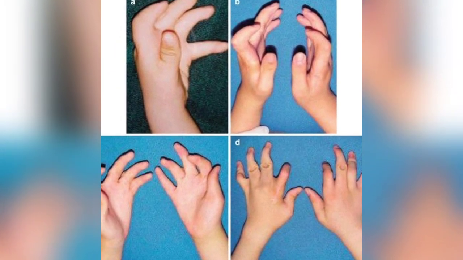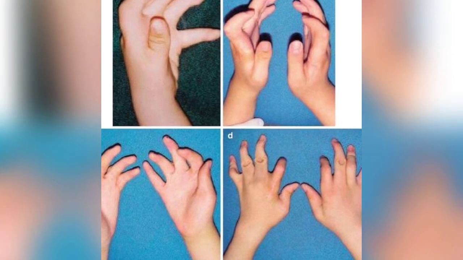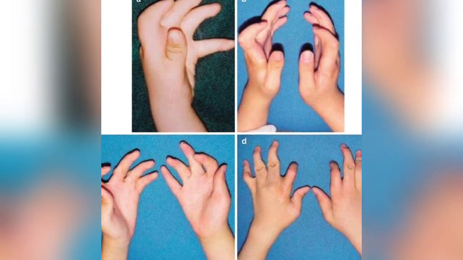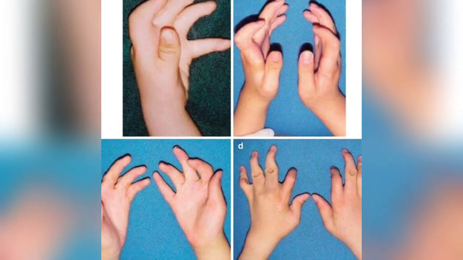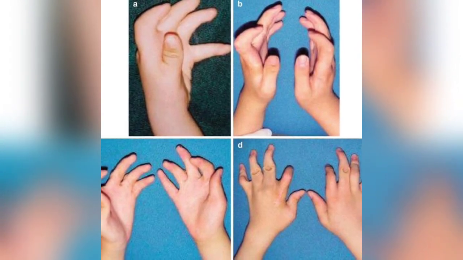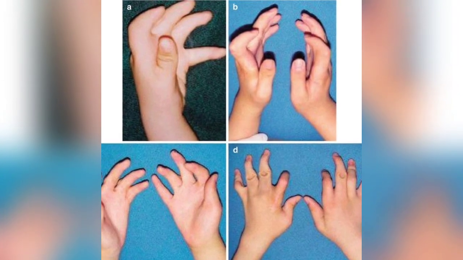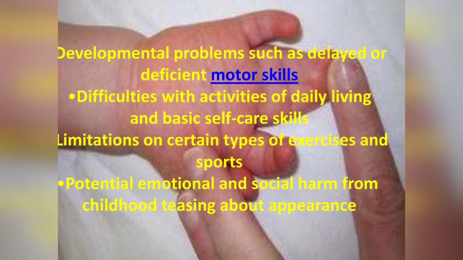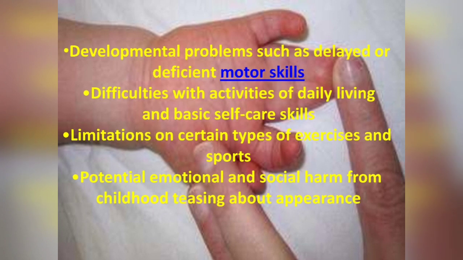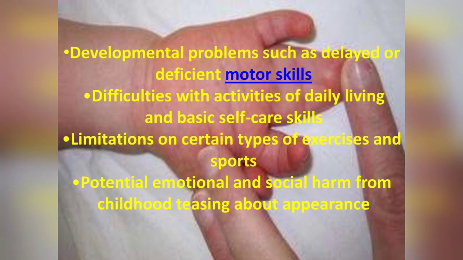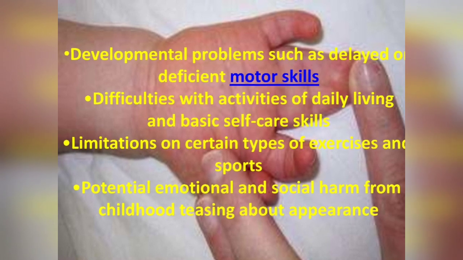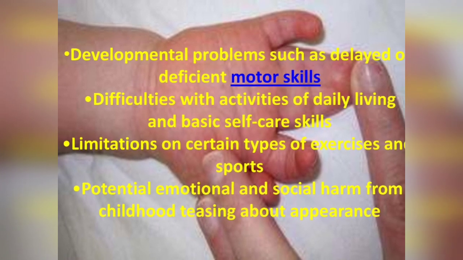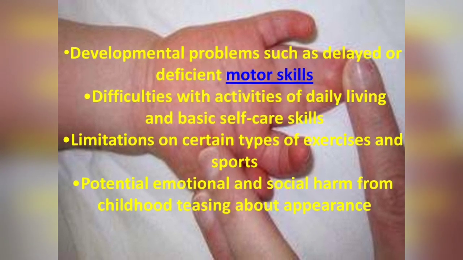Approximately 5% of babies are born with the congenital difference of the hand. There are many kinds of hand differences that present at birth, and each one of them can be treated differently. Depending on the type and extent of hand malformation, some babies may have little trouble adapting and functioning well. Others, however, may face various challenges as they grow and learn, which includes developmental problems such as delayed or deficient motor skills, difficulties with activities of daily living and basic self care skills, limitations on certain types of exercise and sports, potential emotional and social harm from childhood teasing about appearance.